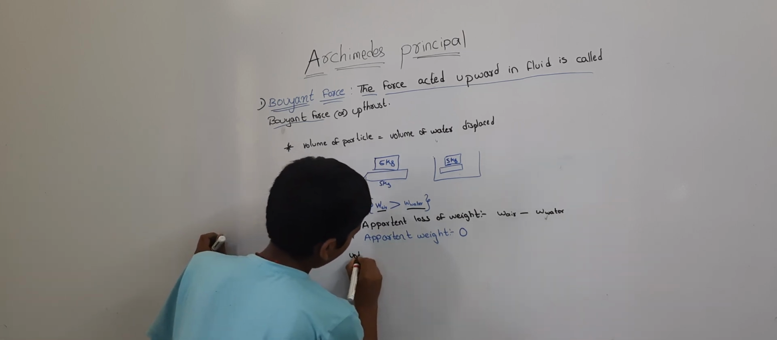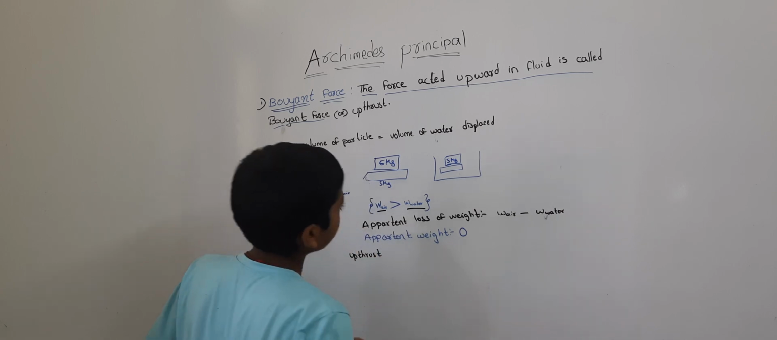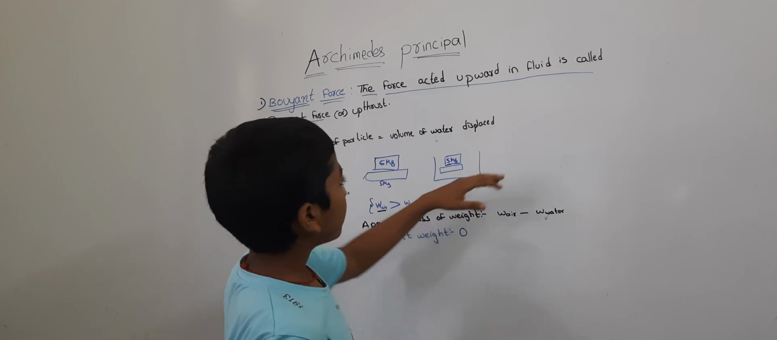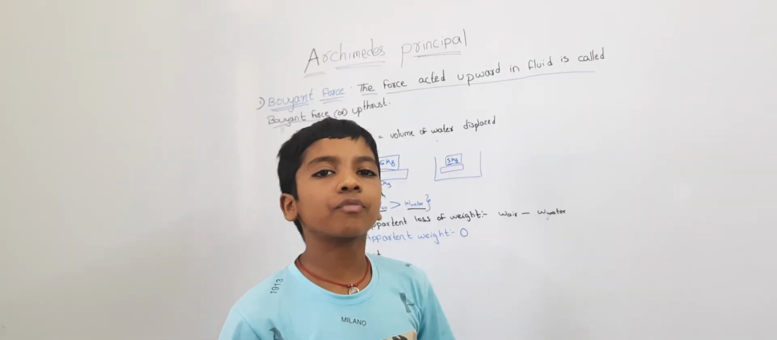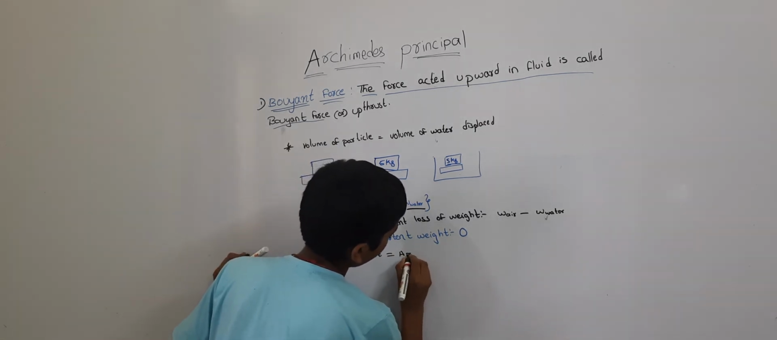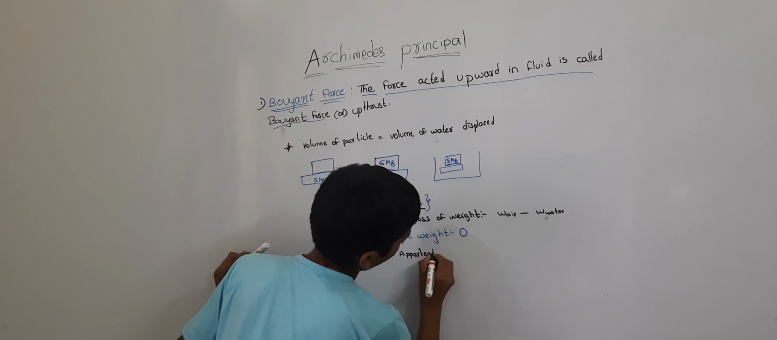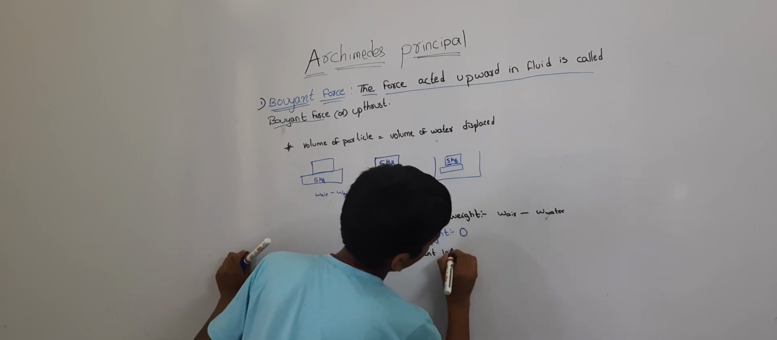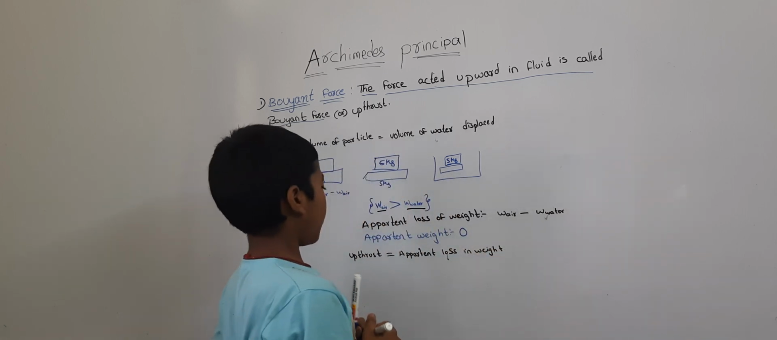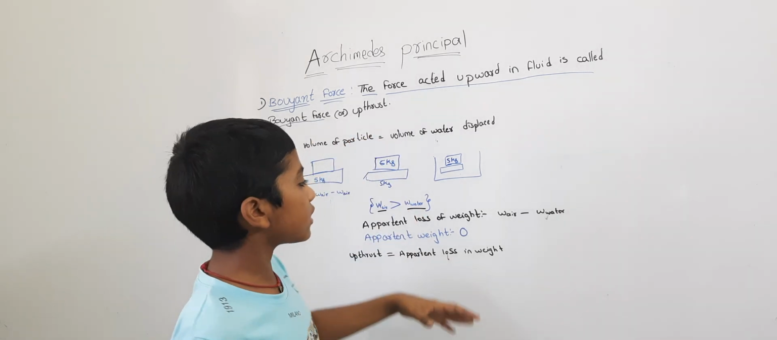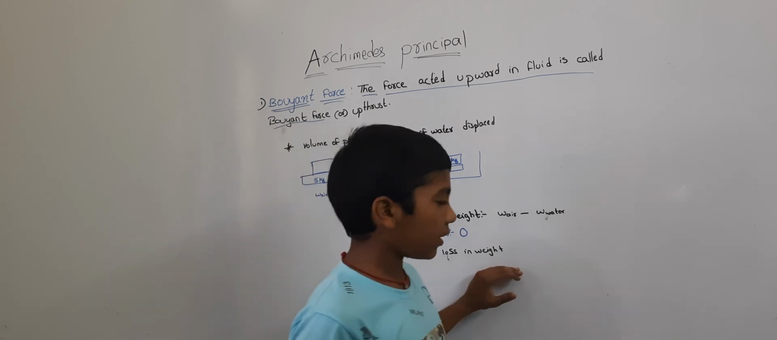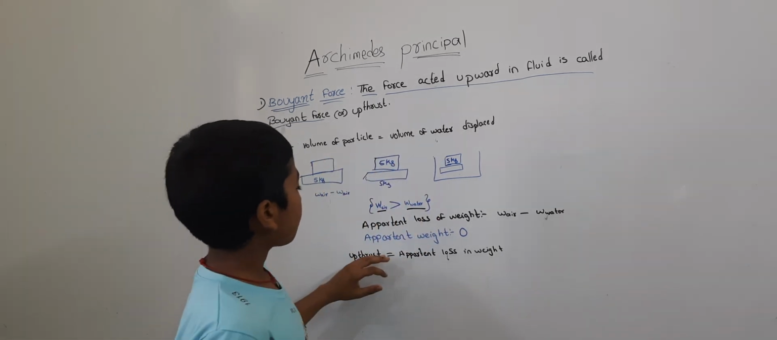Next, upthrust. See friends, the loss in weight is due to the upthrust of the liquid, which means upthrust is equal to the apparent loss in weight. The upthrust and the apparent loss in weight are always equal. Upthrust equals apparent loss in weight. Okay friends.